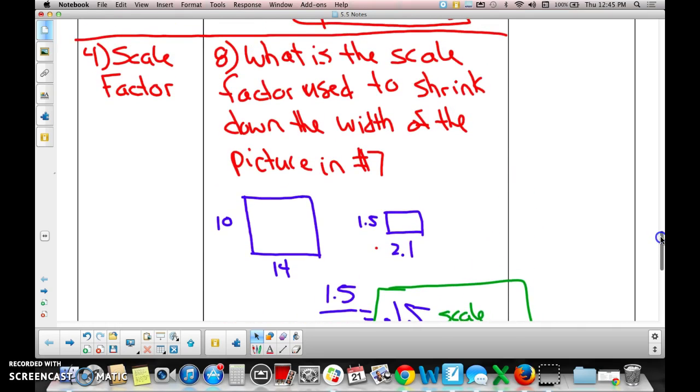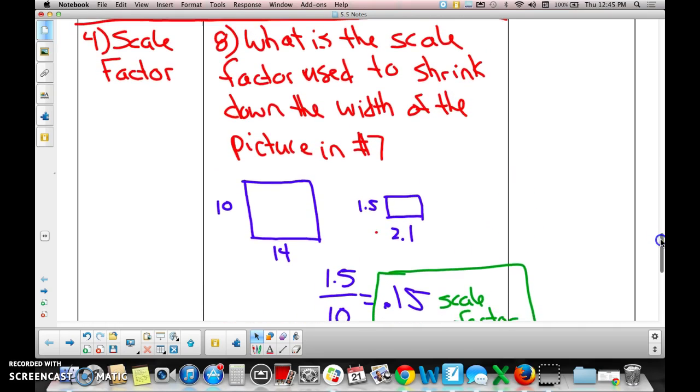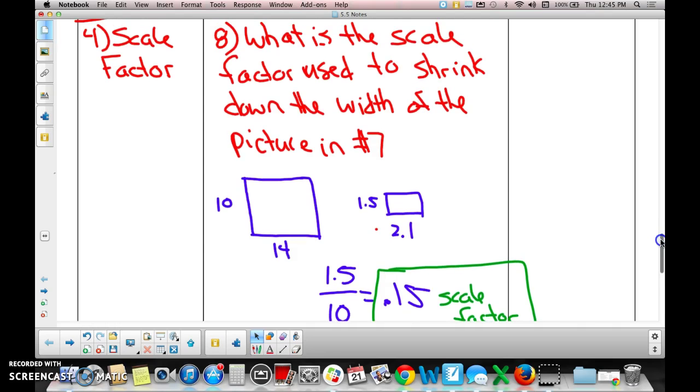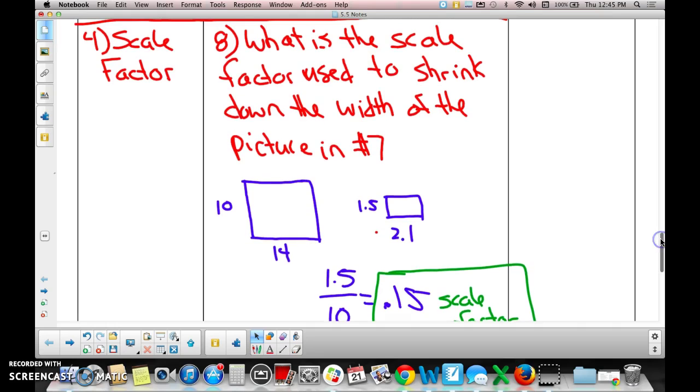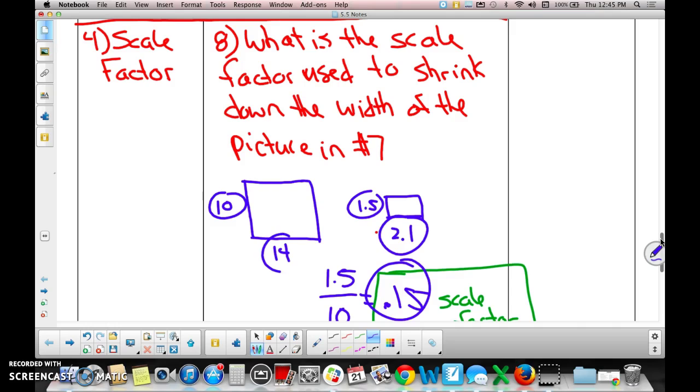Right here. What is the scale factor used to shrink down the width of the picture? Okay, so we have 2 pictures. We drew them out, which I strongly recommend you draw pictures. And then we use the corresponding sides, in this case, 1.5 and 10, to get a scale factor of 0.15. Would you get the exact same scale factor if you divided 2.1 and 14? Yes. It's going to be the same thing, because remember the corresponding sides, and we've already proven that these shapes are similar, because that's where we got our 2.1 measurement earlier on in problem number 7.